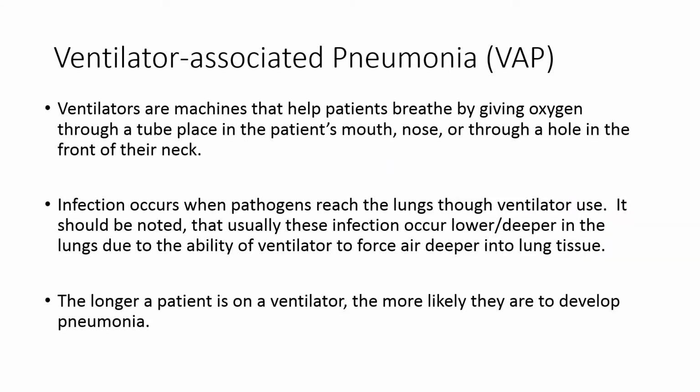And then you have ventilator-associated pneumonia. So a ventilator is basically a machine that helps a patient breathe by giving oxygen through a tube that's placed in the mouth, the nose, or through a hole in the front of the neck. As the machine breathes for the patient, air is forced deep into the lungs. Infection occurs when pathogens reach the lungs through ventilator use.